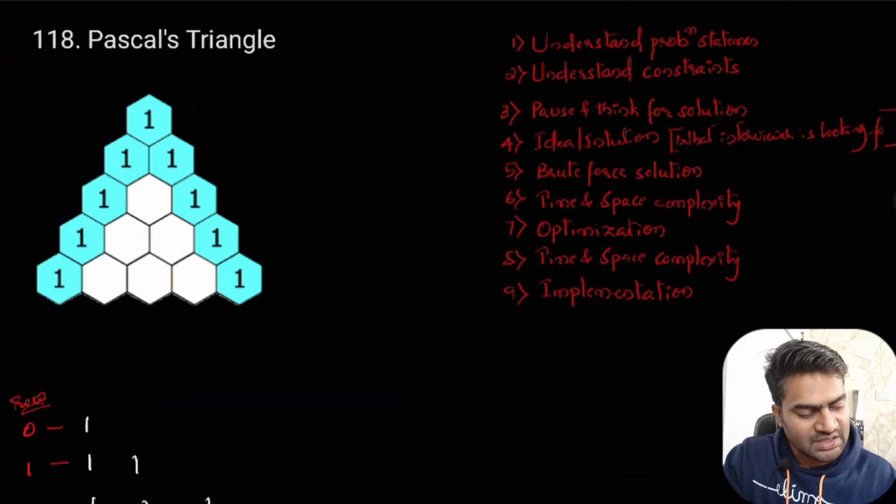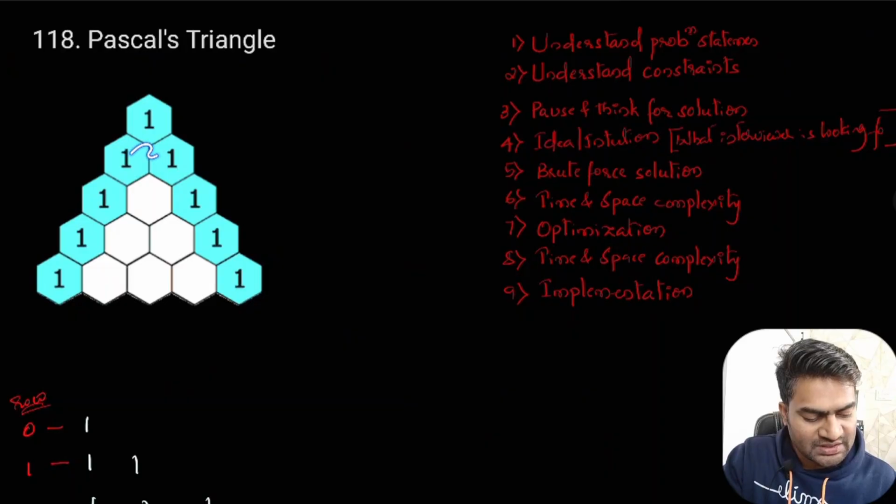Now, how do we calculate? Ignore the first row and second row for now. If you take this third row, how do we compute this value? The first and the last value will be 1 only, but the in-between values, how do we calculate? It will be the sum of this value and this value. So 1 plus 1, and I will fill it with 2.